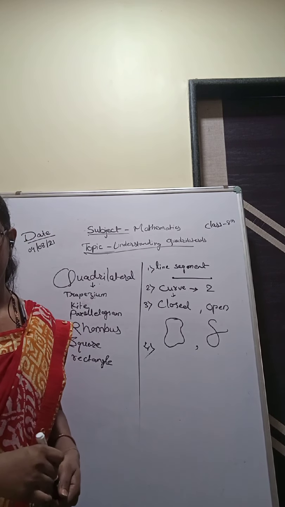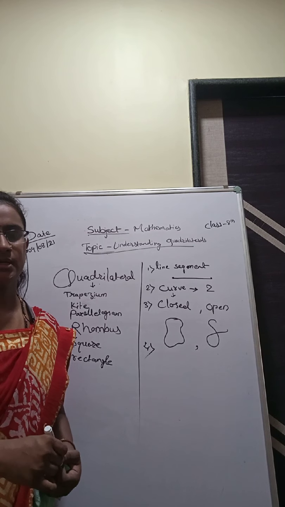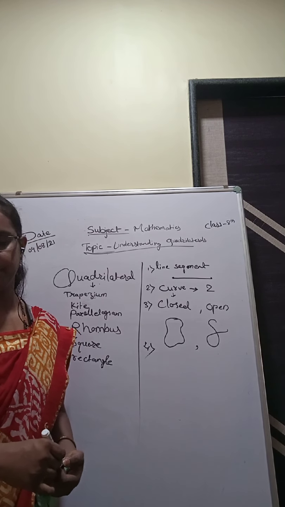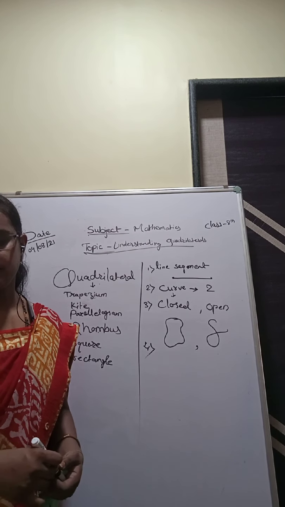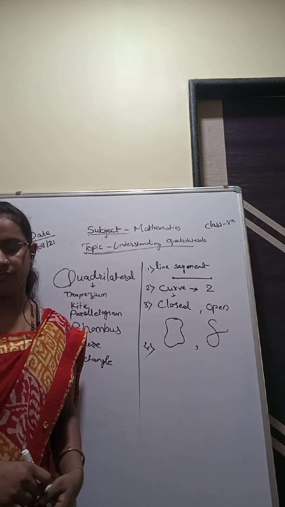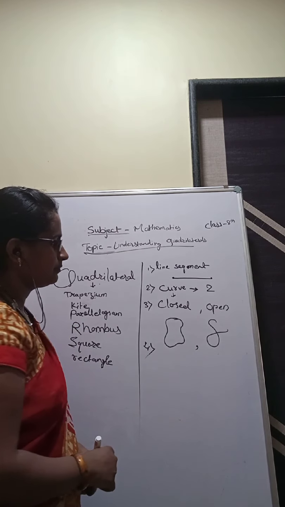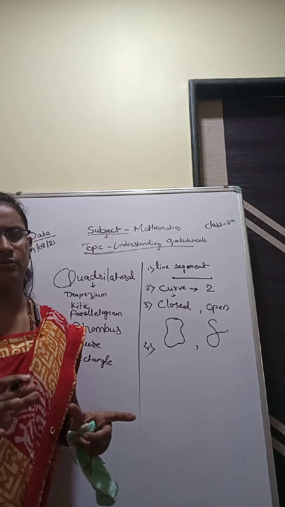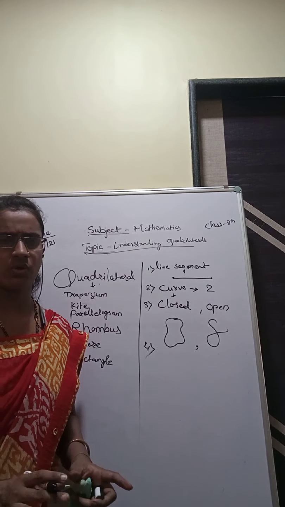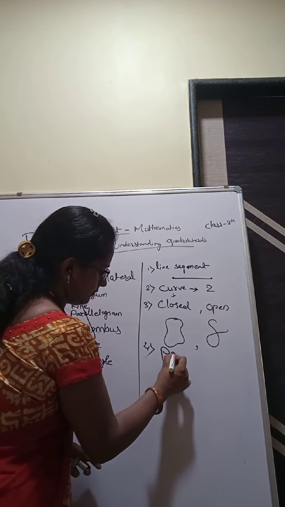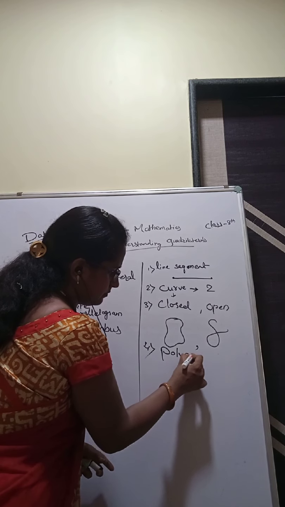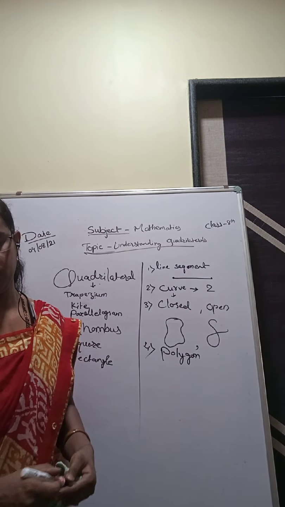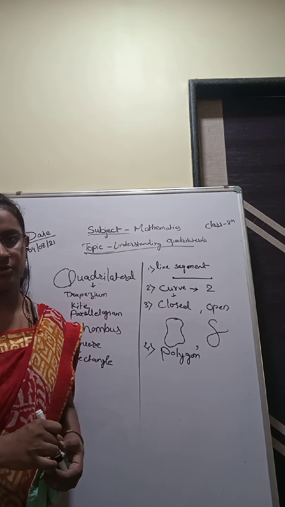Now, what is a polygon? Anyone tell me the definition of a polygon? A simple curve made up of only line segments is called a polygon. Very good. Now, give some examples of a polygon.